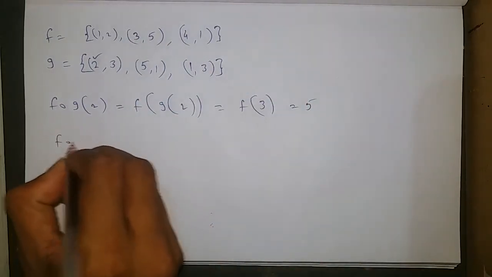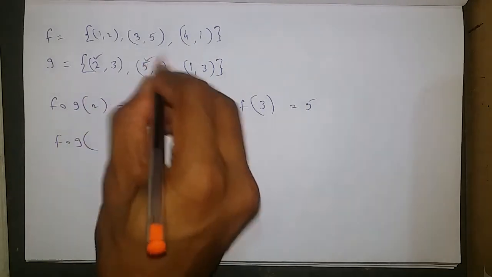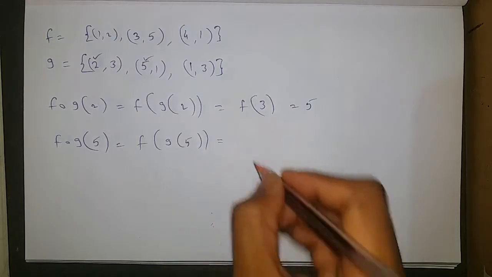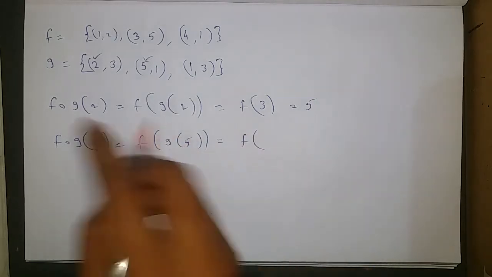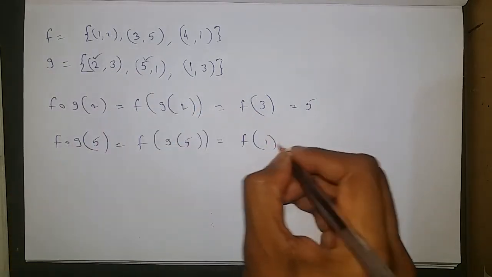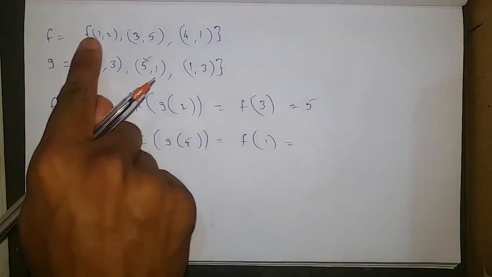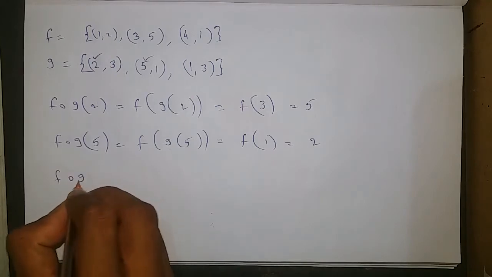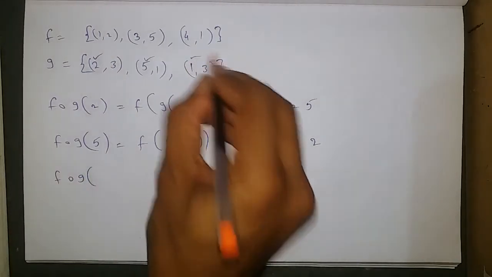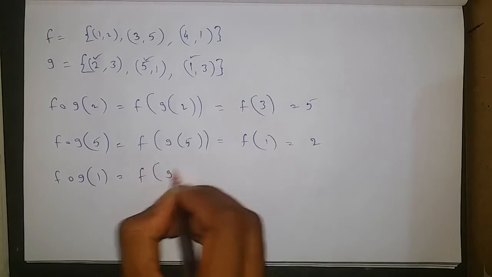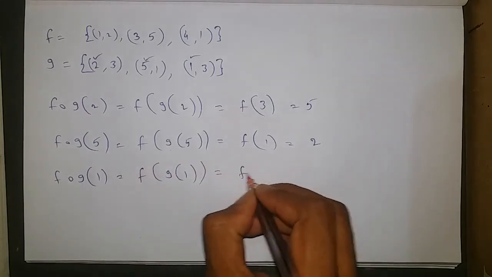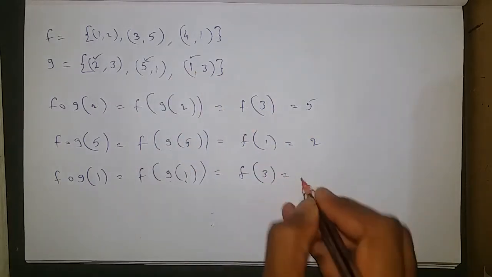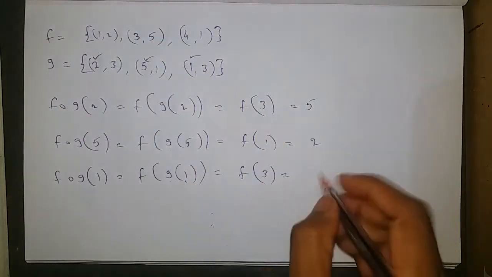Next, f of g of 5, since 2 is completed. g of 5 is 1. Next, f of 1. f of 1 is 2. Next, f of g of 1. g of 1 is 3. Next, f of 3. f of 3 is 5.